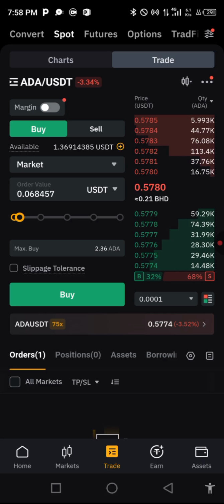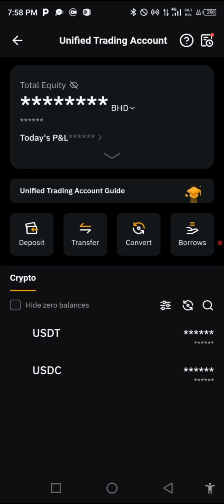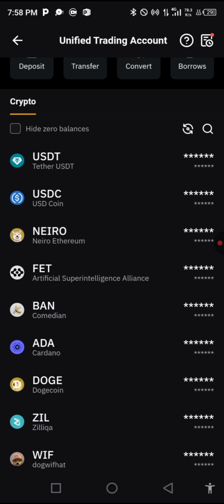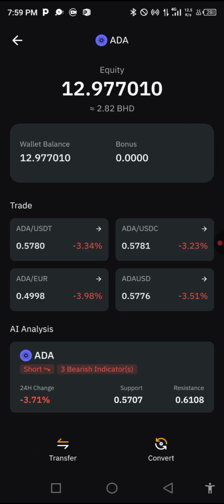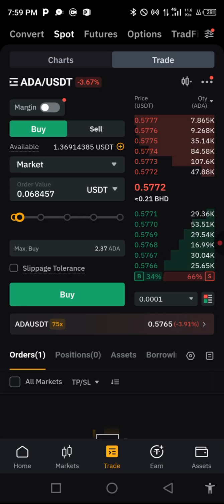So once it has been executed, now how do you see the trade, right? You just come to your asset, right? Once you come to asset, come to unified trading. If you want to check if it has been executed, come to unified trading. Once you come to unified trading, you see it here, ADA. So you just click on it. Let's open and see. Right, you can see it here. I've already bought some ADA before now, so that one I've just gotten is added to this one, right? So that's how you can actually go ahead and trade spot trading, right?